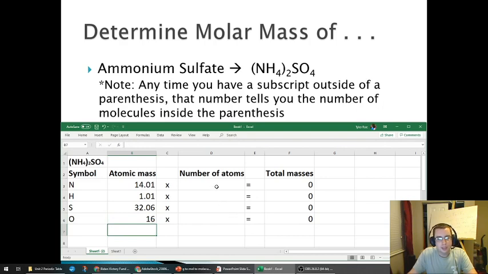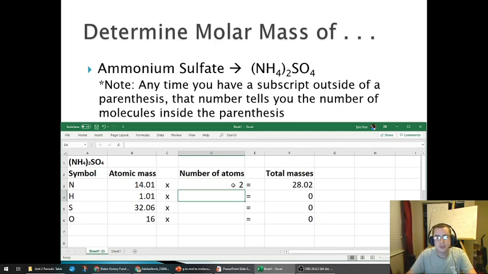Okay, then the number of atoms. So I'm going to look at my formula and figure out how many of each atom there are. Normally there would only be 1 nitrogen, but it's within these parentheses, and there's a 2 outside of them. So 1 multiplied by 2 means that I have 2 atoms of nitrogen.